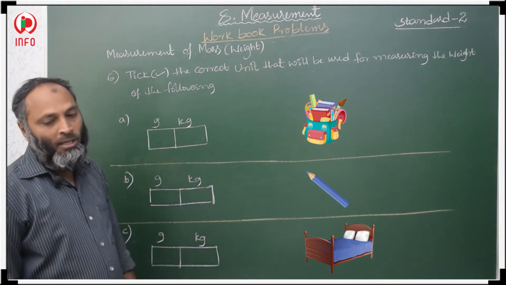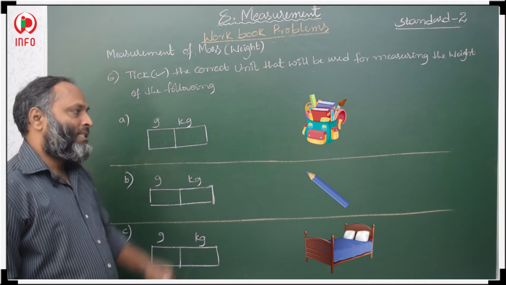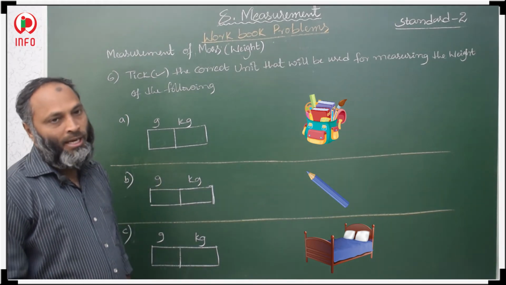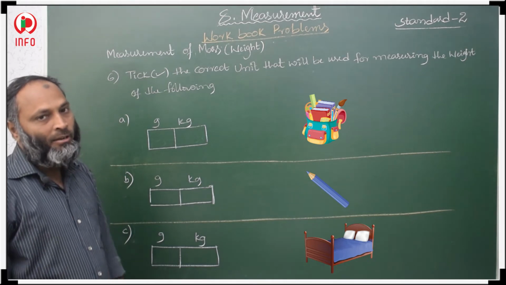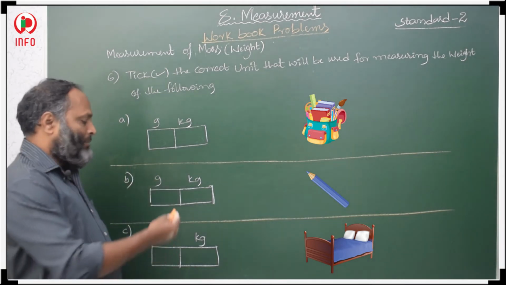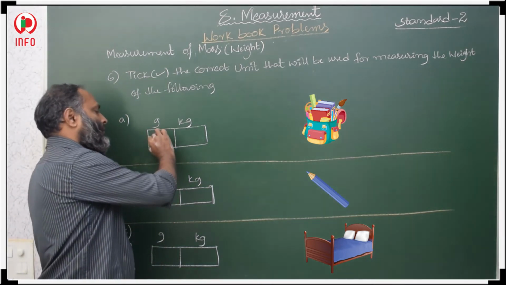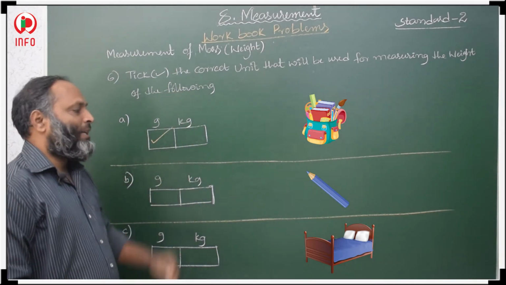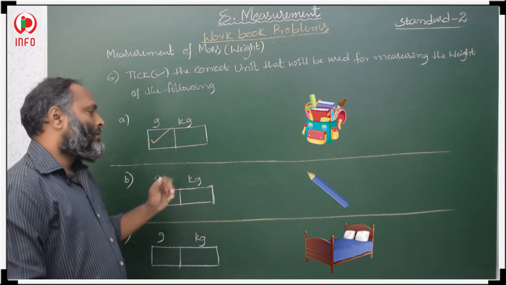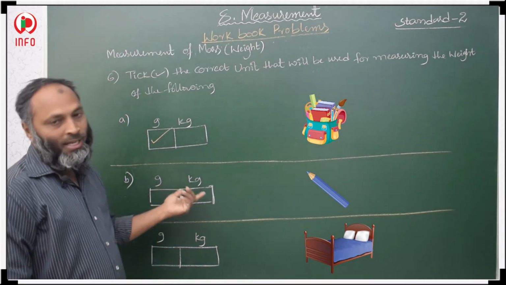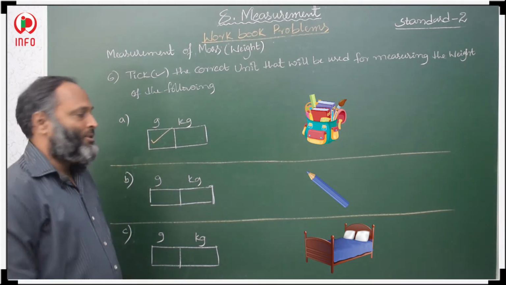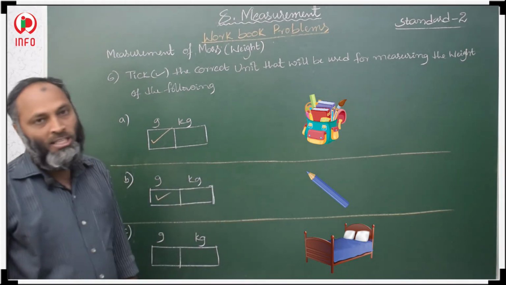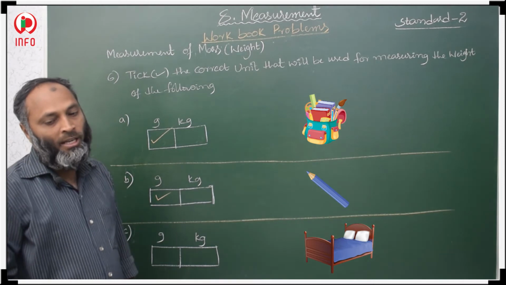The first one is a pen stand, given in the picture. Pen stand weight is in grams, not in kgs. Kgs are the bigger units. So we use grams to measure the pen stand weight. Then the second picture, a pencil, is given. This is not in kgs, this is also in grams. The pencil weight we are going to measure in grams.